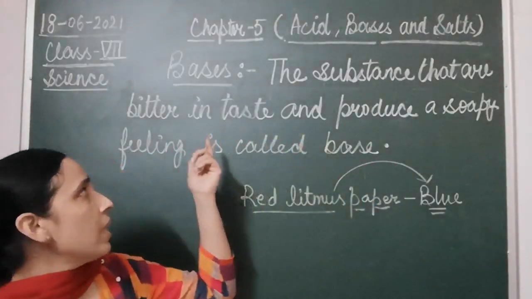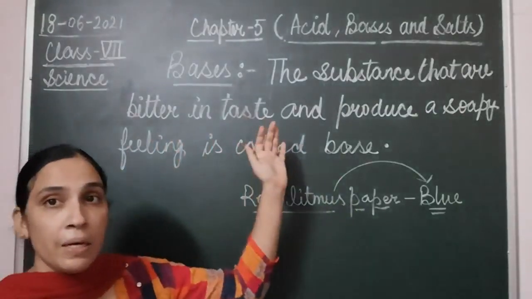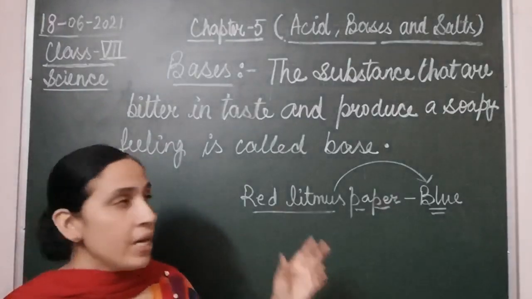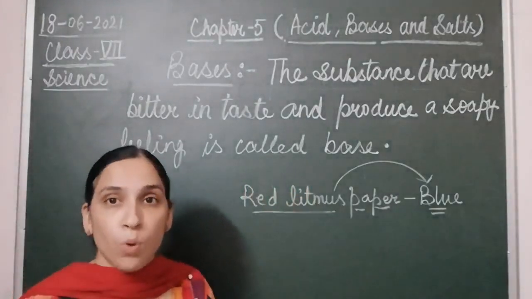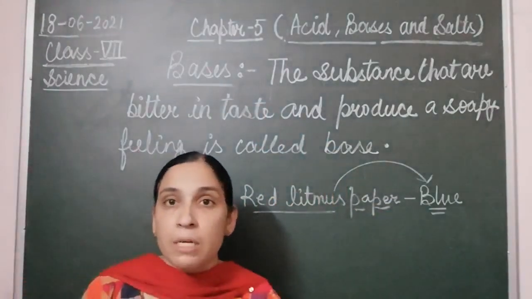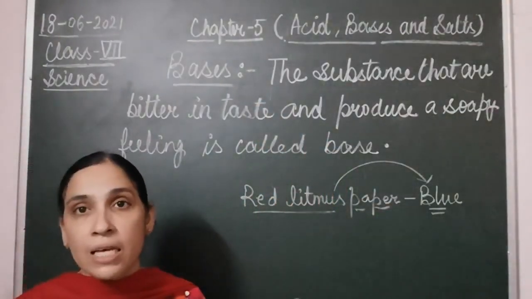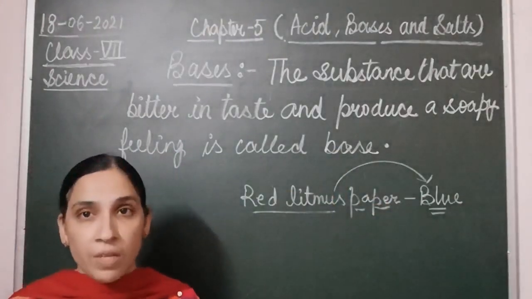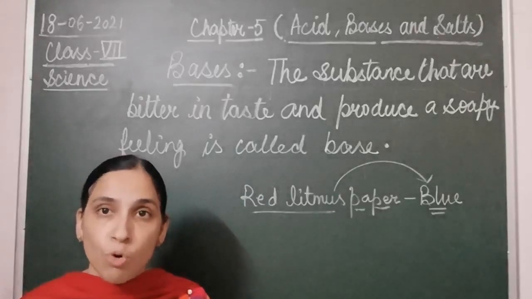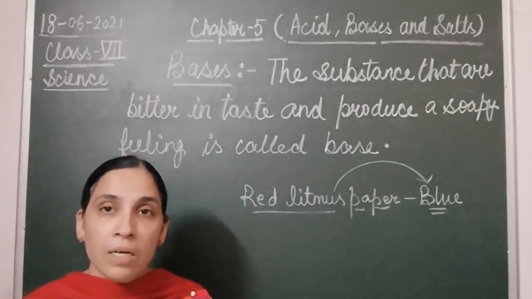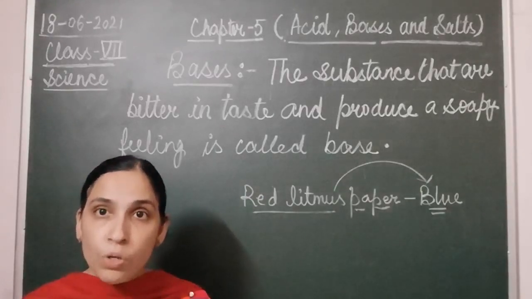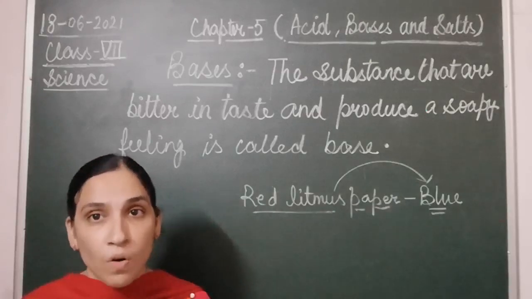The substances that are bitter in taste and produce a soapy feeling are called bases. That is very important. That particular material is bitter in taste, as well as it gives a soapy feeling. So things like the detergent which we use, soap, Vim liquid which we use in everyday life, and hand wash, all these are examples of bases.